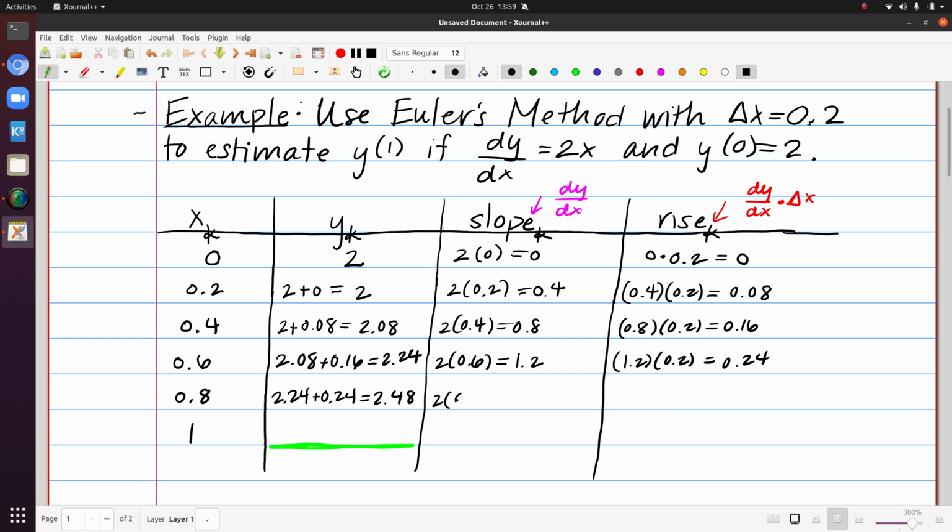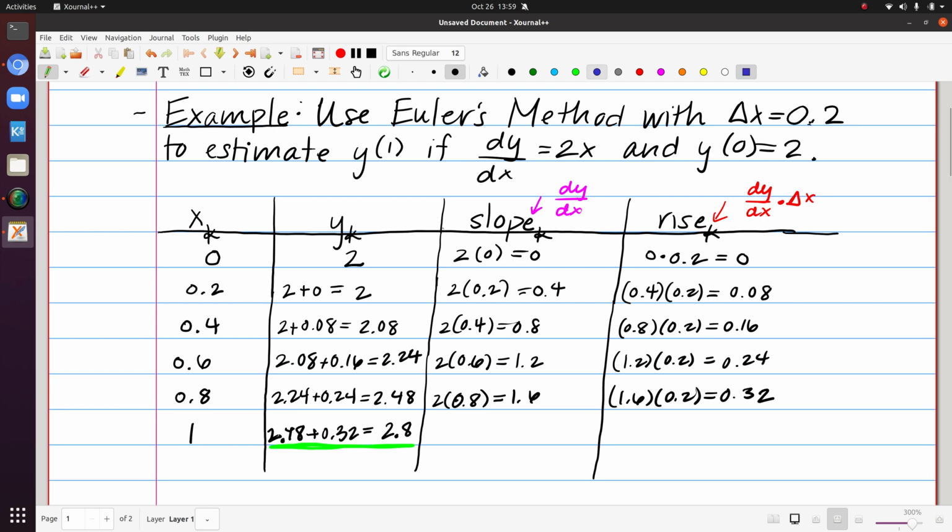2 times the current x value is 2 times 0.8, or 1.6. And I take 1.6 times 0.2 to give me the rise. And finally, we're in that last step where I take the most recent y value, 2.48, and I add to that 0.32, and that gives me 2.8.